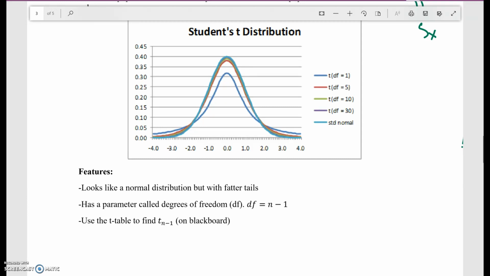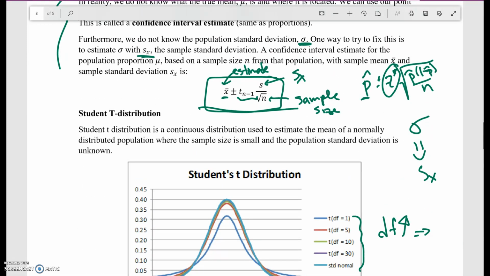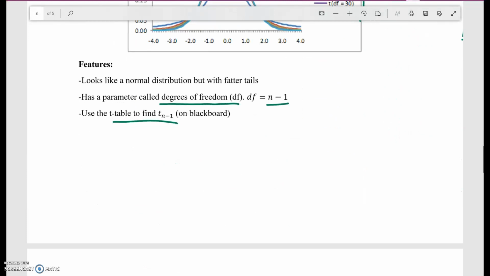It has a parameter called degrees of freedom, and this degrees of freedom is found by taking n minus 1. We use a t table to find t sub n minus 1, and you can view it on Blackboard. If you go on Blackboard and click on tables or t tables, it'll be right there. You can see that there are differences in degrees of freedom here. And basically, as the degrees of freedom increase, this tends to go to the actual standard normal distribution. So you need to know how to use this formula. Before we do, let's try to figure out some t sub n minus 1s. Okay, so let's do this quick problem.